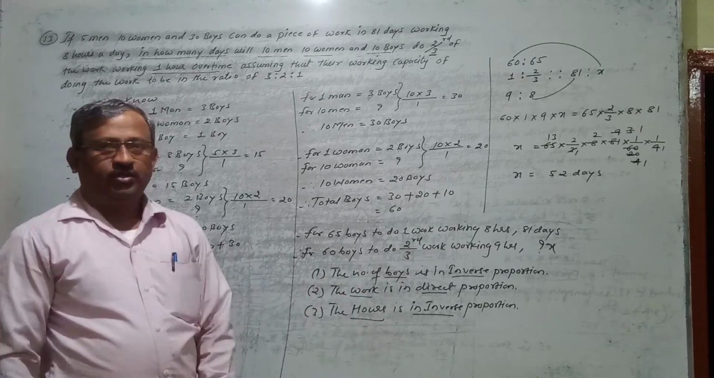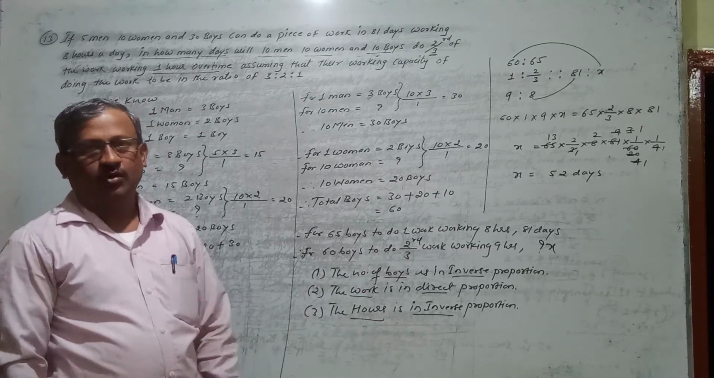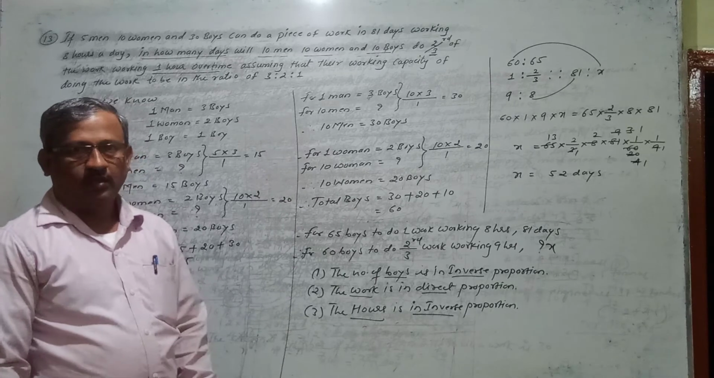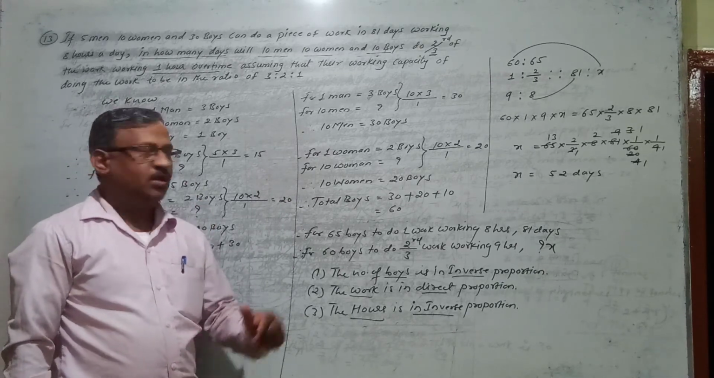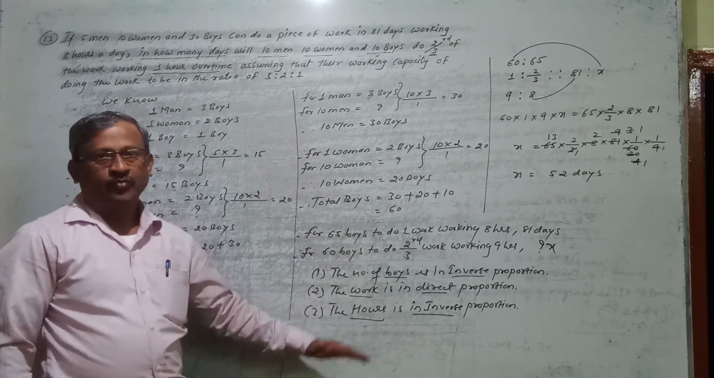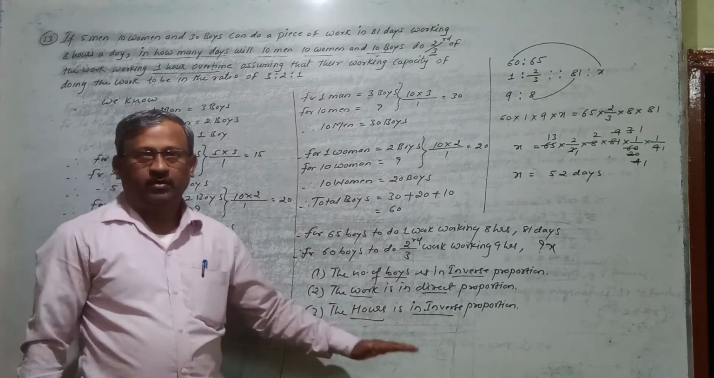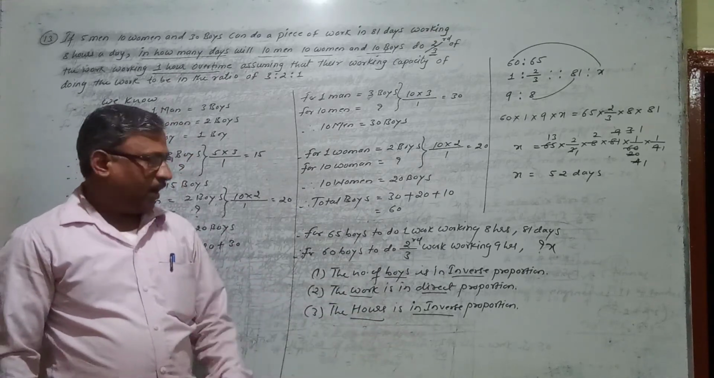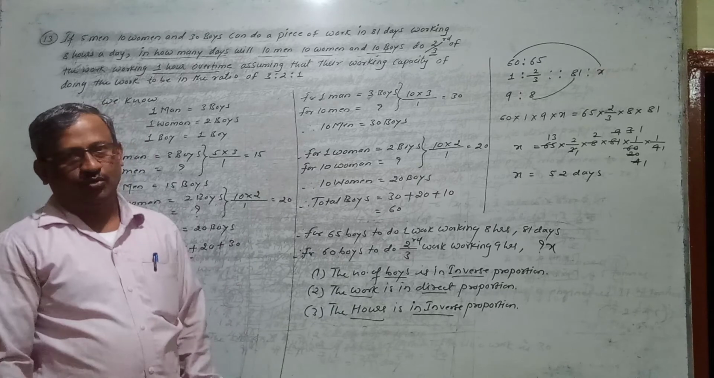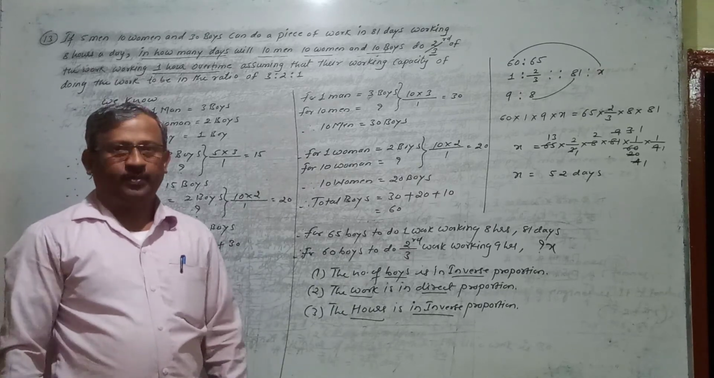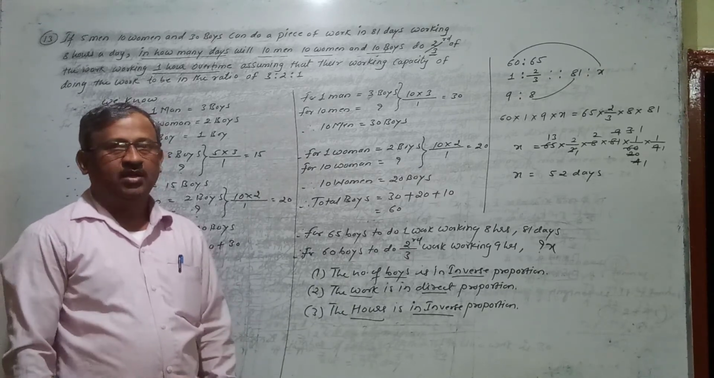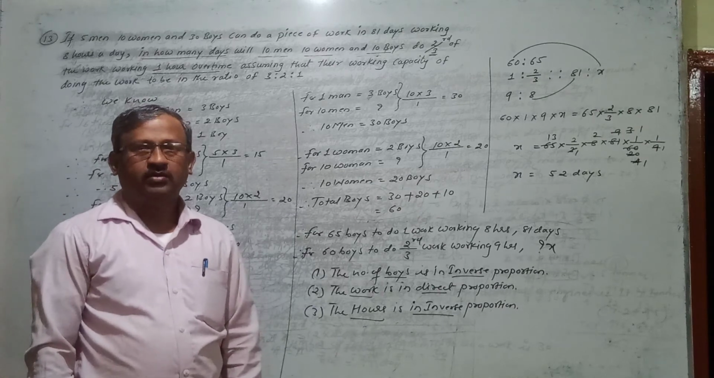Means this topic, ratio and proportion, that is the second module, is completed over here, right? So I conclude this topic here, and in the next class or the next video, I will come with the next topic, or next module, that is commission and discount.